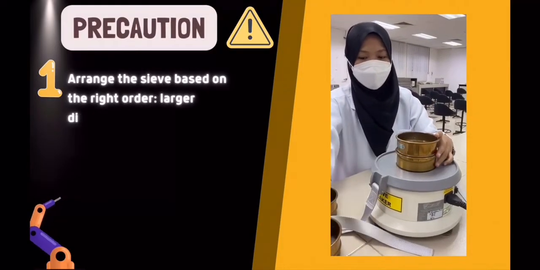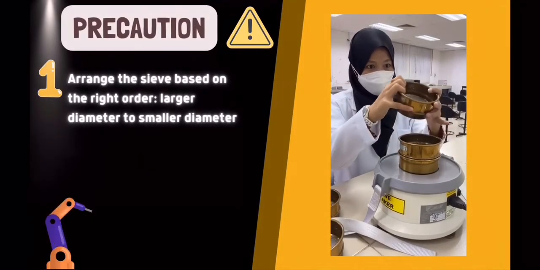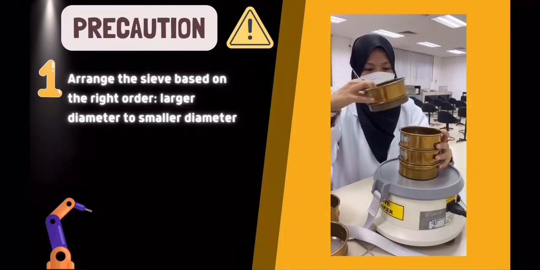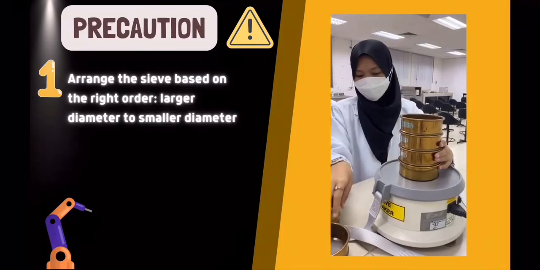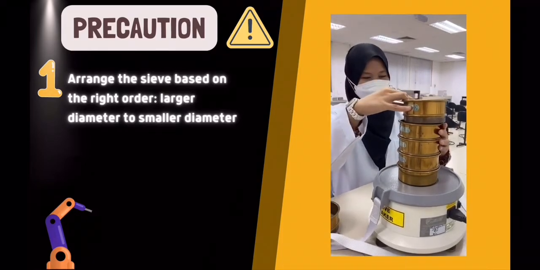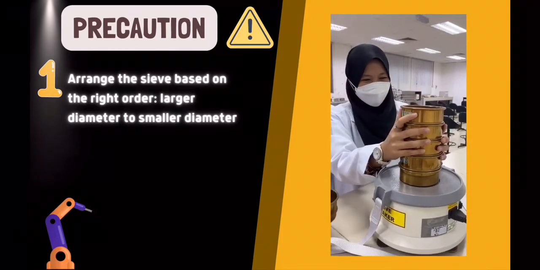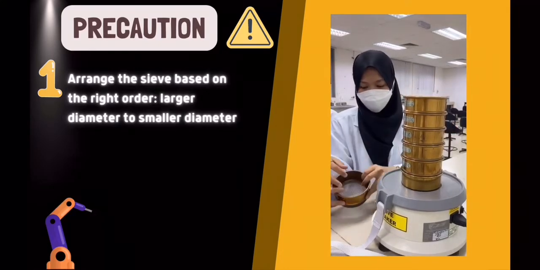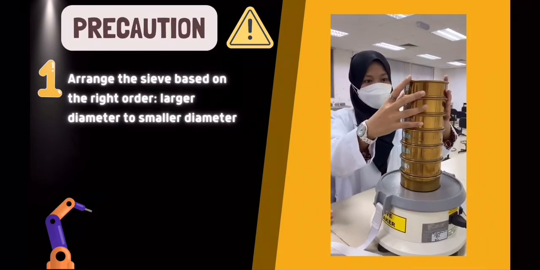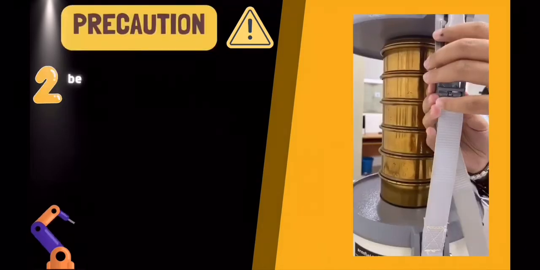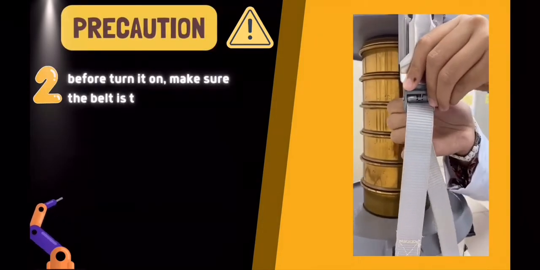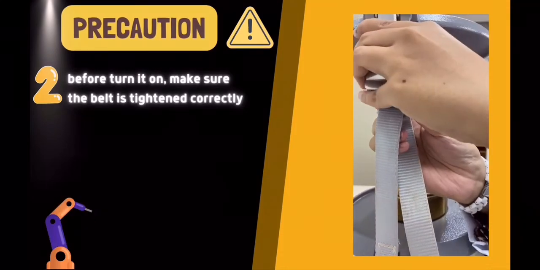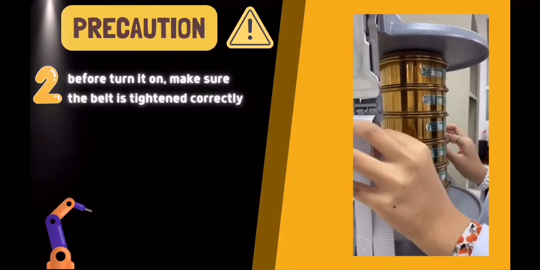Lastly is the precaution. The first one is, we have to arrange the sieve based on the right order, which is from large to small diameter. This is to avoid error and incorrect size reduction of the sugar and flour. Secondly, before the switch is turned on, make sure the belt is tightened correctly to ensure that the sieve will not extremely move and will work properly.